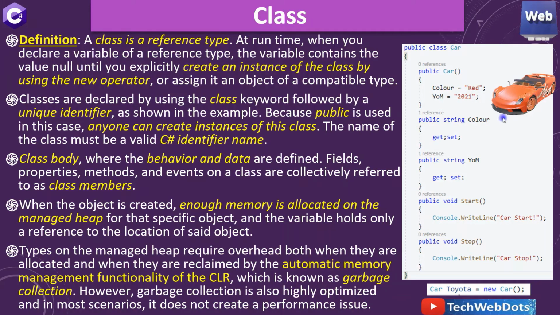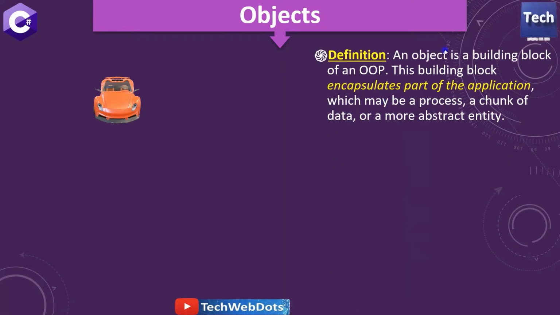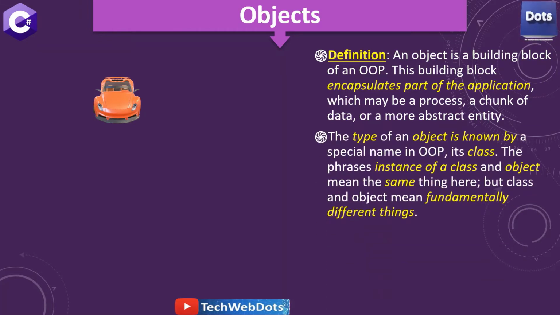So now you have seen this car property. This is not an actual Toyota, I am just depicting it. So let's move ahead. Another important segment is objects. Let's go by definition. An object is a building block of object-oriented programming. This building block encapsulates part of the application, which may be a process, a chunk of data, or a more abstract entity. If the terms encapsulation and abstract are not clear, as I move ahead in this course I will explain these points in detail.